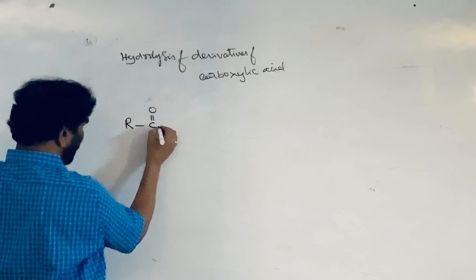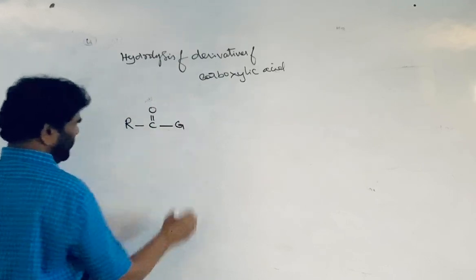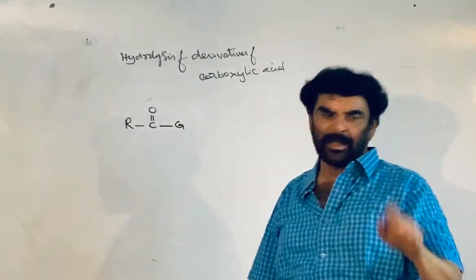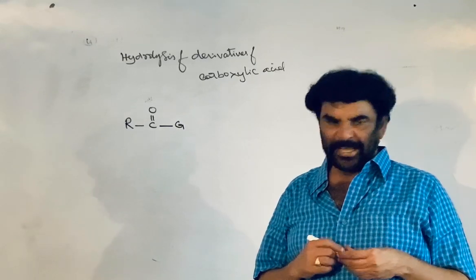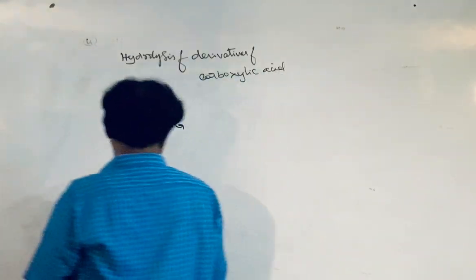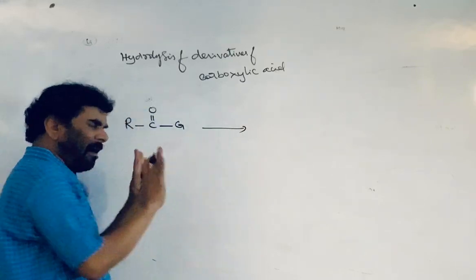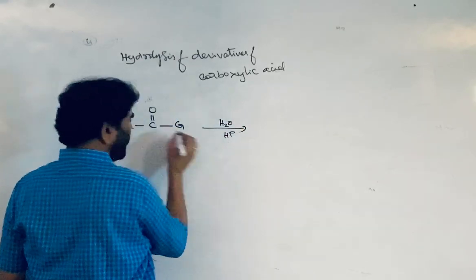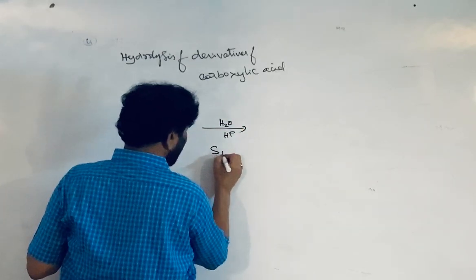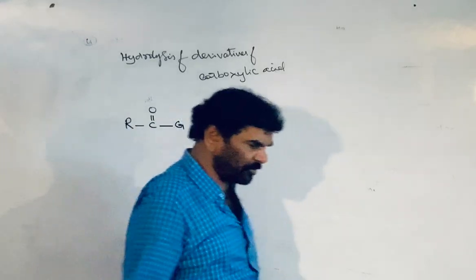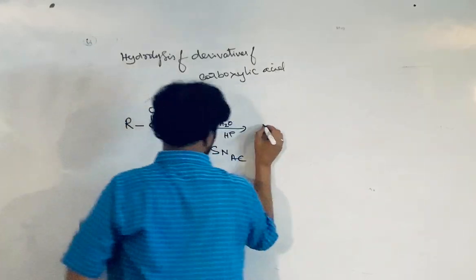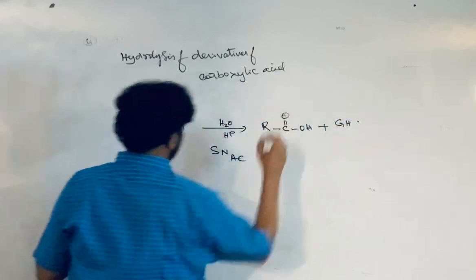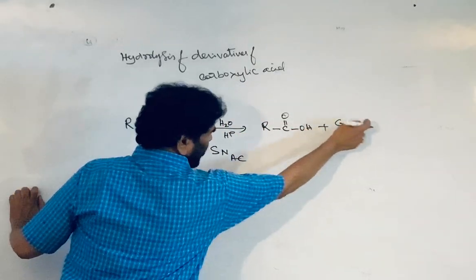So the C double bond O part, this is the G. G can be Cl, G can be an alkoxy group in case of the ester, G can be NH2 or any substituted amine group, that is the amide group. All they take part in the SN/AC reaction. All undergo hydrolysis. If they are treated with water or acidified water, hydrolysis occurs by the SN/AC reaction, nucleophilic substitution at the acyl carbon. That is what happens: carboxylic acid is produced plus GH is produced. G part Cl, HCl is formed.